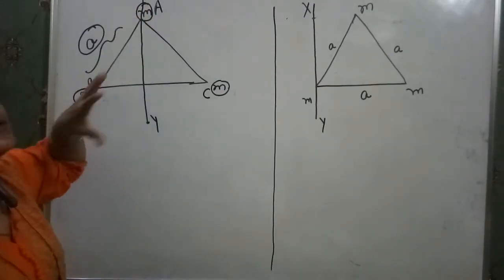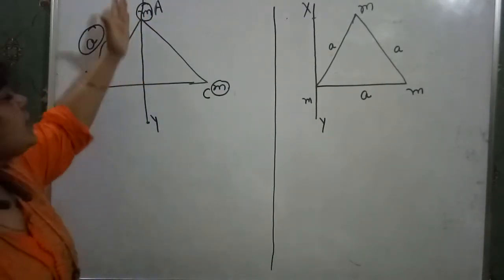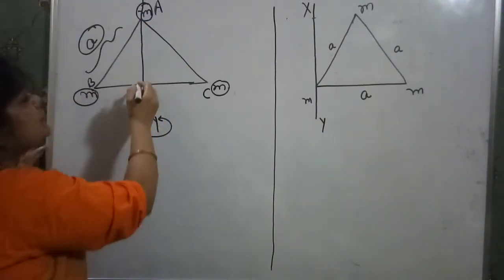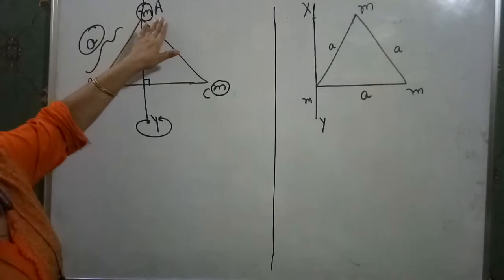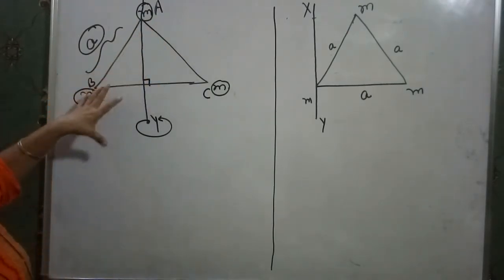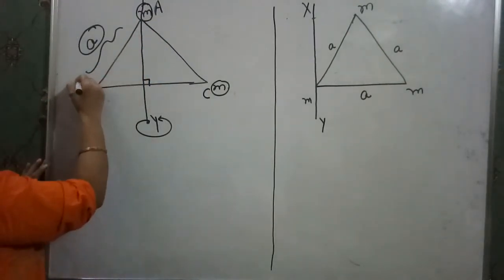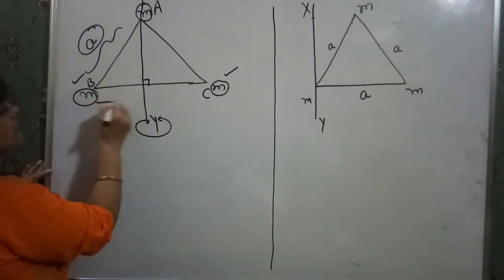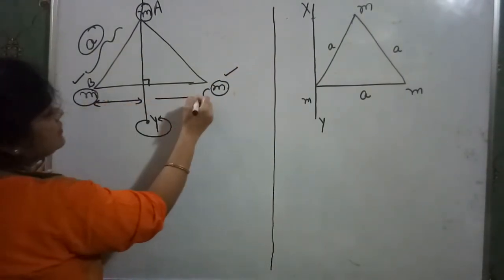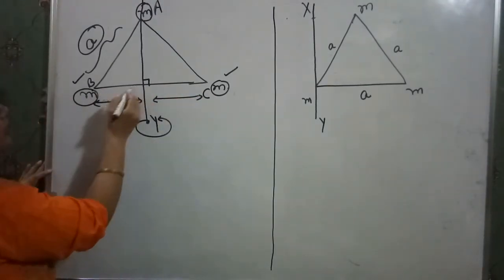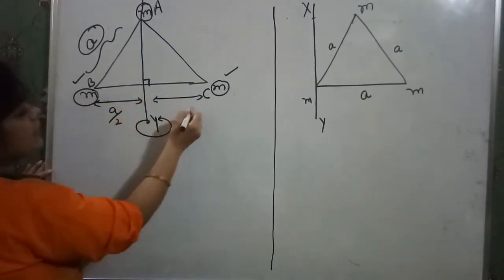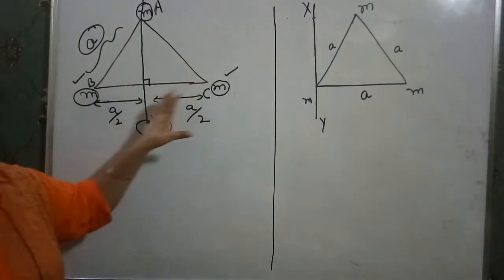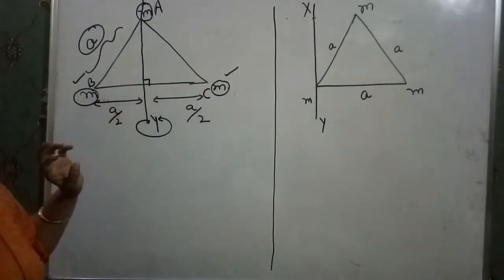So in this case, when the axis of rotation xy goes through the altitude of the triangle, that is from point A, then the moment of inertia we have to find for these two particles. So what is the distance from here and here? Here the distance is a by 2, and here also the distance is a by 2, because the overall length of the equilateral triangle side is a.